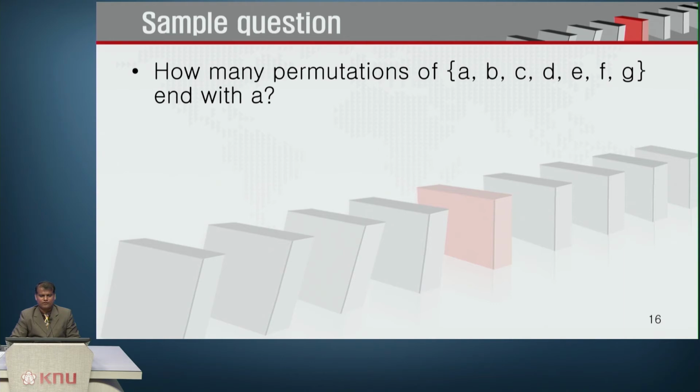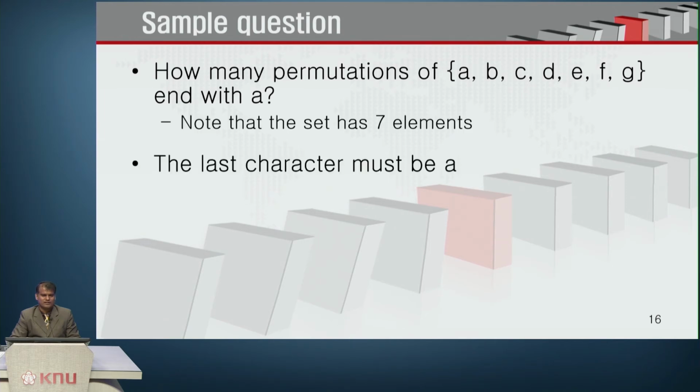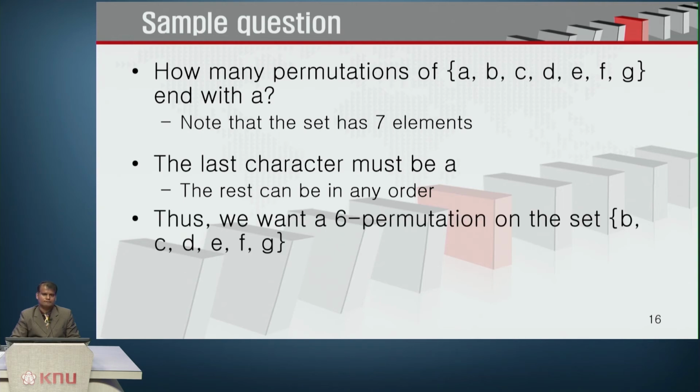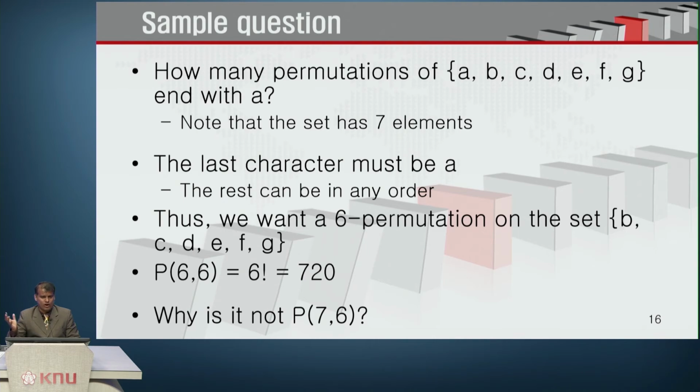Let's talk about this question: how many permutations of A, B, C, D, E, F, G end with A? There are 7 elements there. The last character must be A. Since the last character must be A, we can have the rest in a different order. That's the primary goal, which means the letters B to G can have any order before that. So we want permutations of the 6 elements B to G. That's simple: P(6, 6), which is 6 factorial, 720. And the question that we might come up with is: why not P(7, 6)?